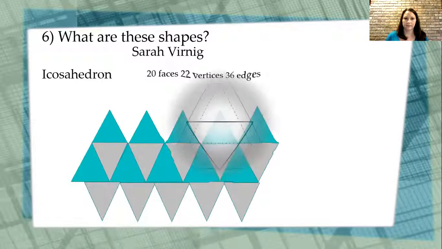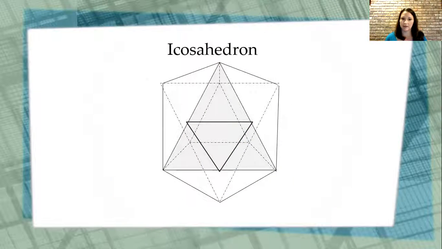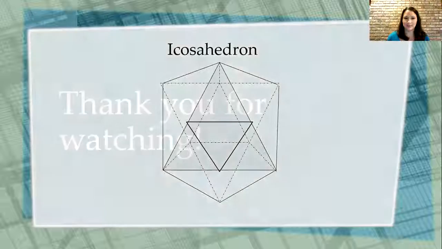So let me show you. We get a shape that looks like this. So this is the result of our 20 triangles. And if you wanted to add them up, feel free. You can add them. They're all there, I promise. So that is our shapes for today.